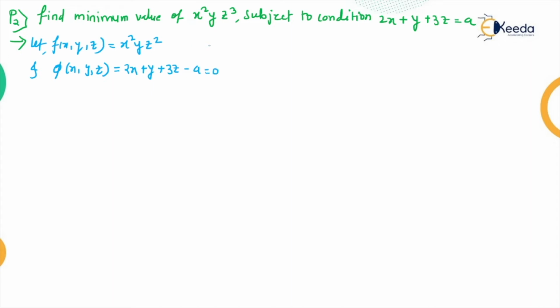For reference we call this equation number 1 and this equation number 2. After that you have to find the auxiliary equation. So how to write the auxiliary equation? Let's see.